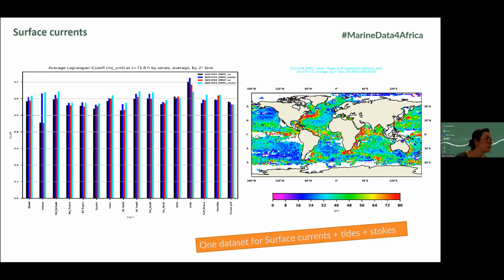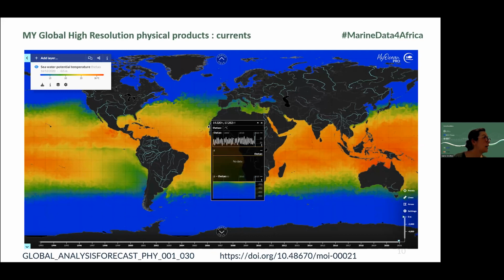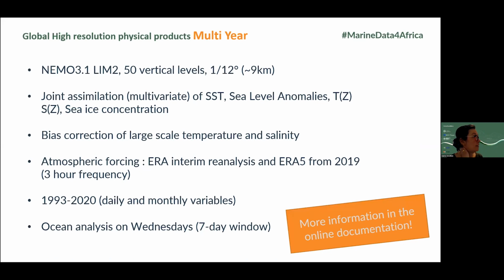Now I switch to the multi-year products, the global high resolution multi-year products. So the reanalysis, I give you here the number 130 and the DOI. So this is a long time series of the past starting in 93. Here it is illustrated with temperature. This system is slightly different from the near-real time system. It is based on an older version of NEMO, but it has the same kind of grid, 50 vertical levels and a 1/12 of a degree grid.